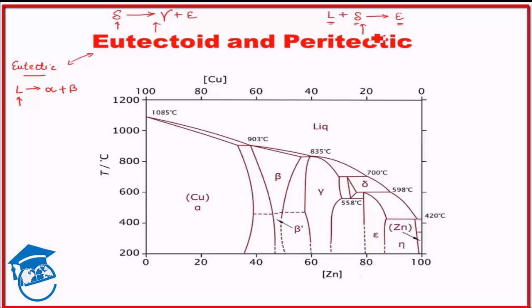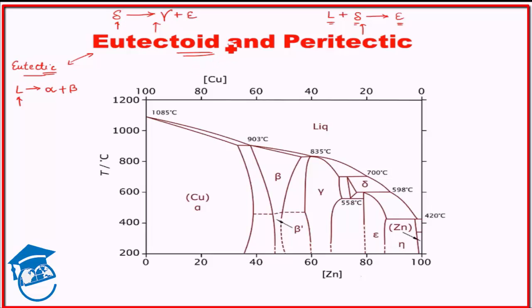I'd like to drive home a point that any invariant reaction which has a liquid phase involved in it ends with "tic", like eutectic and peritectic. So this shows that one of the phases involved is in the liquid phase. Whereas if the ending is "toid", then all the reactants are in the solid phase. There is no liquid phase involved. Similarly, we have monotectic and monotectoid. We will not go into the details of those.